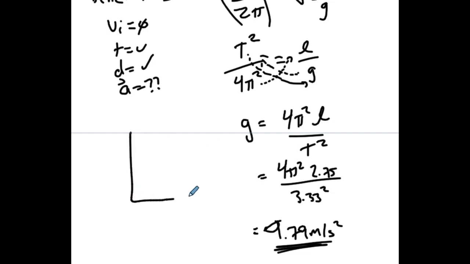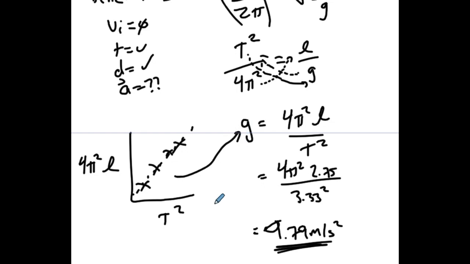And one of the ways you can do this is by setting up a graph where on one axis you put 4 times pi squared times L. On the other axis you put T squared. And you curve straighten your data and find a linear line, the slope of that line being g. And so that should be one of the things that we're going to test out in the lab one day.